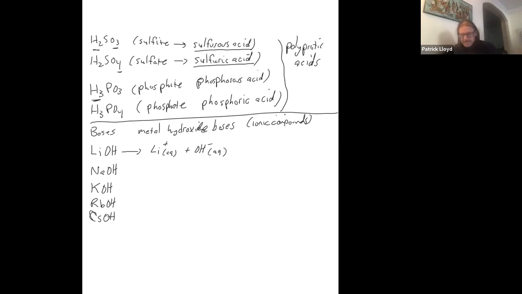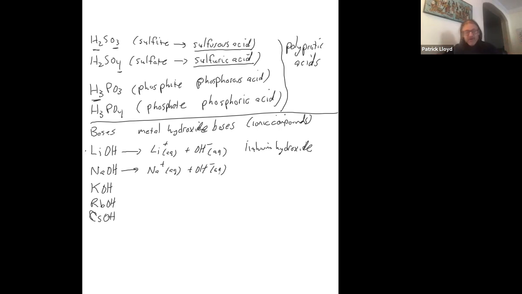Okay, same thing here. Na plus, OH minus, so forth and so on. Now, the naming for these is there's no changing of the names for it. You just name it just like a regular ionic compound. So this would be called lithium hydroxide. And the lithium and the group 1A metals will combine with hydroxide. They combine in a 1-to-1 ratio because of the charges. Okay, so there's a few.